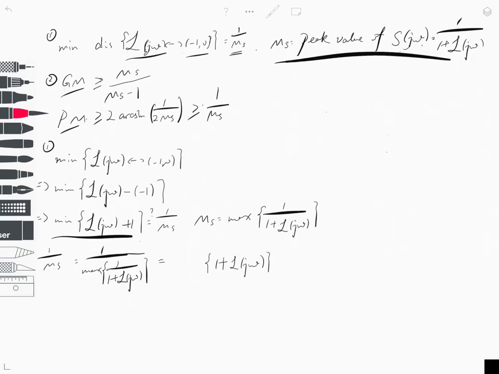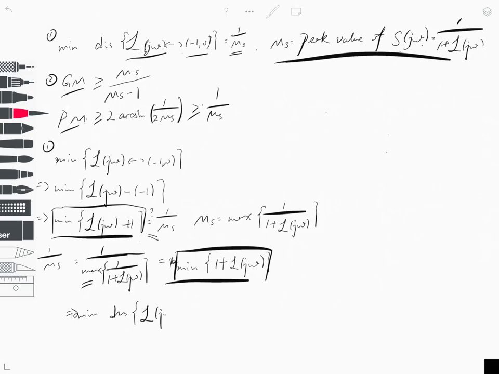And what is outside of this? Well, I believe it should be a minimum, since previously it was a maximum. So if we take 1 over it, it should be the minimum, right? Okay, so we can notice that these two parts are the same. So it proves that the minimum distance from any point in the Nyquist plot to -1, 0 is equal to 1 over Ms.